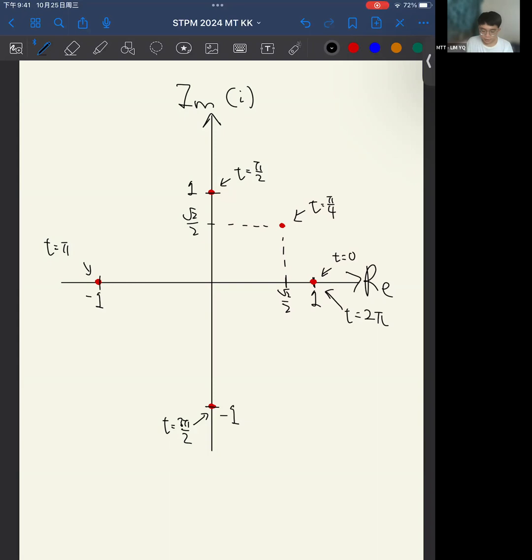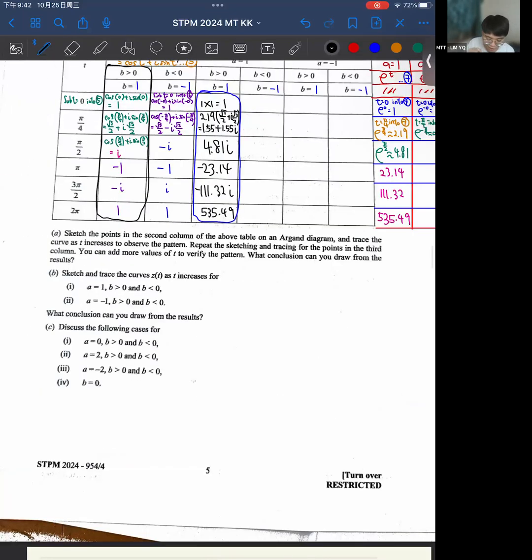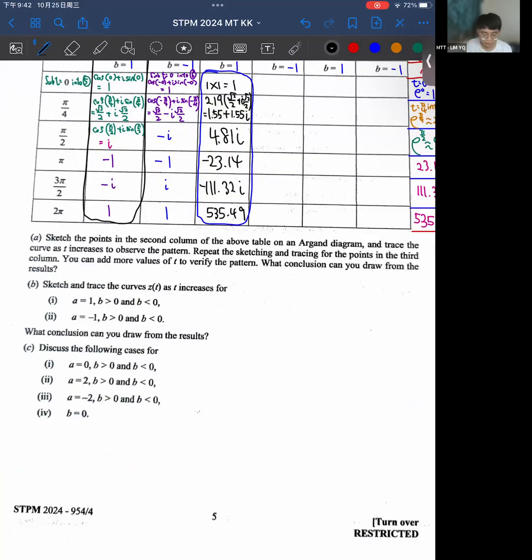Okay, now what the question asks you is to observe the pattern. What do you think this one is? Looks like a circle, right? In fact, it is really a circle. You can give some other values of t; I simply give one value. See whether it is true or not. They say you can add more values to verify the pattern, right?